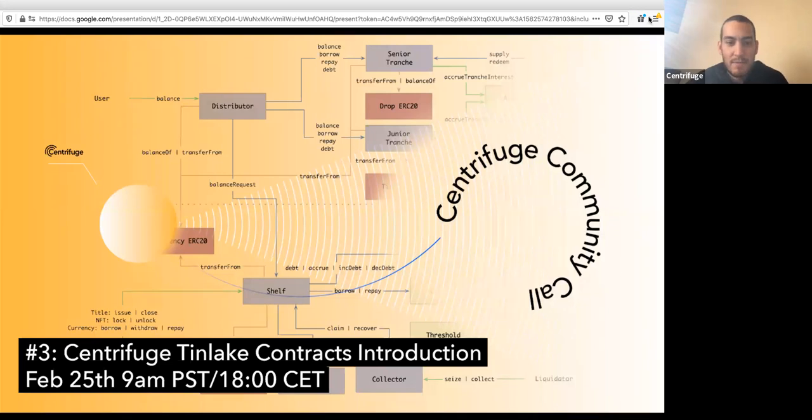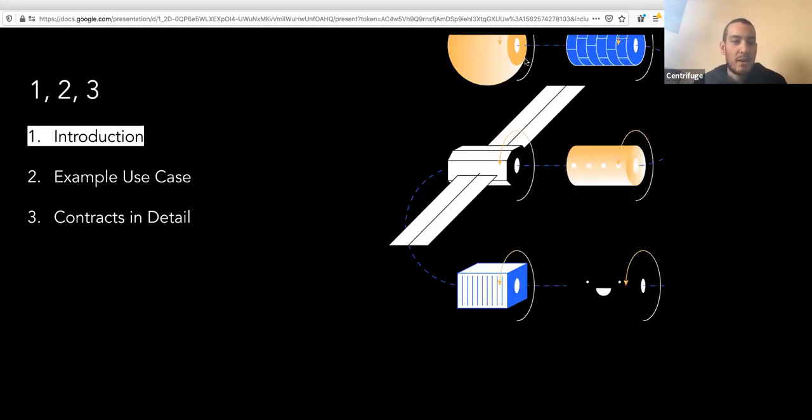So we have three parts for the call today. As I mentioned, I'll start it off with an introduction. I'm going to be using an example use case throughout the entire call, and I'll introduce a few parts of that, and then I'll jump into how we actually built the contracts and how they work.